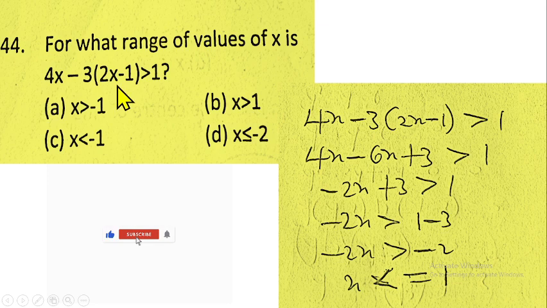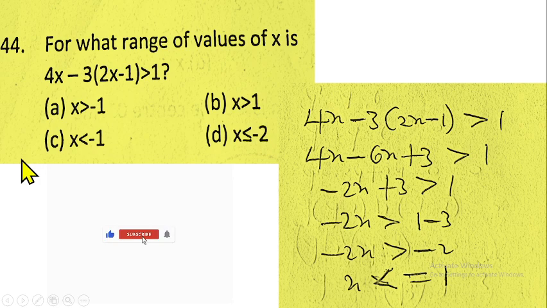Question number 44. For what range of values of x is (4x minus 3)(2x minus 1) greater than 1? We can open the bracket. The question is on inequalities as well. We have 4x minus 6x plus 3, if you open the bracket, greater than 1. 4x minus 6x gives us minus 2x, then plus 3 greater than 1. Take 3 to the other side, we have minus 2x greater than 1 minus 3, which is minus 2. We can divide both sides by minus 2, and the inequality sign will change. So x is less than 1, and none of the options here is correct.